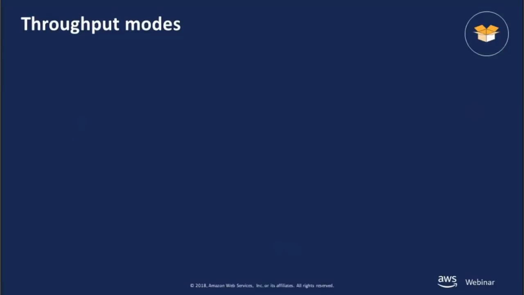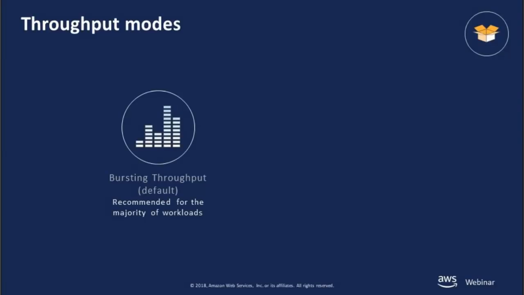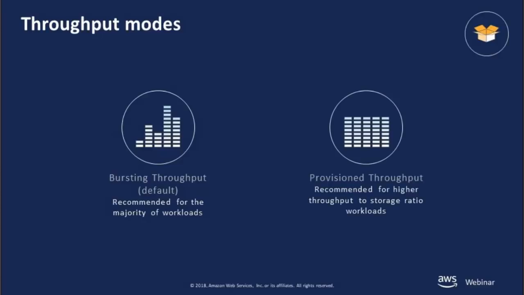We also offer different throughput modes as well. With the bursting throughput mode, again, this is the default, and it's recommended for the majority of our workloads. This is when the throughput of the file system depends on the size of the file system. So the more data you add to the file system, the more throughput you're able to achieve. The other throughput mode is provisioned throughput mode, and this is where you can identify and set the throughput of a file system independent of the amount of storage for that file system.